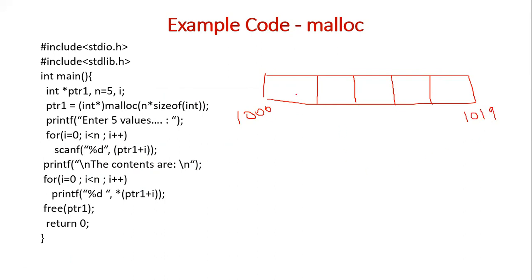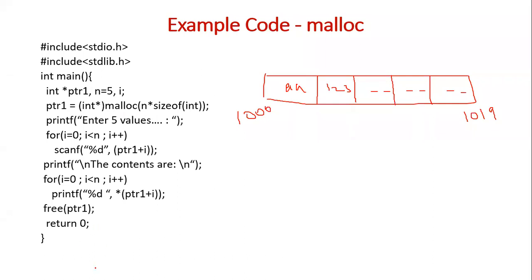Now already this location may have some value. Say this location has something like A, B, C, and this one has something like 1, 2, 3. So these garbage values will not be cleaned by malloc. It will allocate along with the garbage values. So that is what malloc will do.